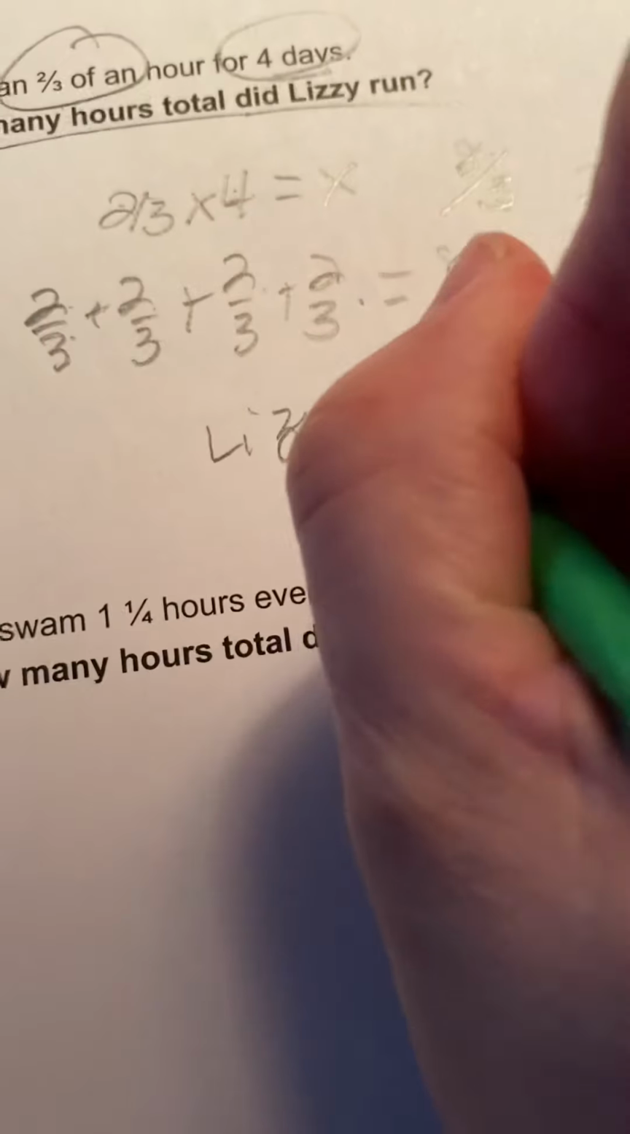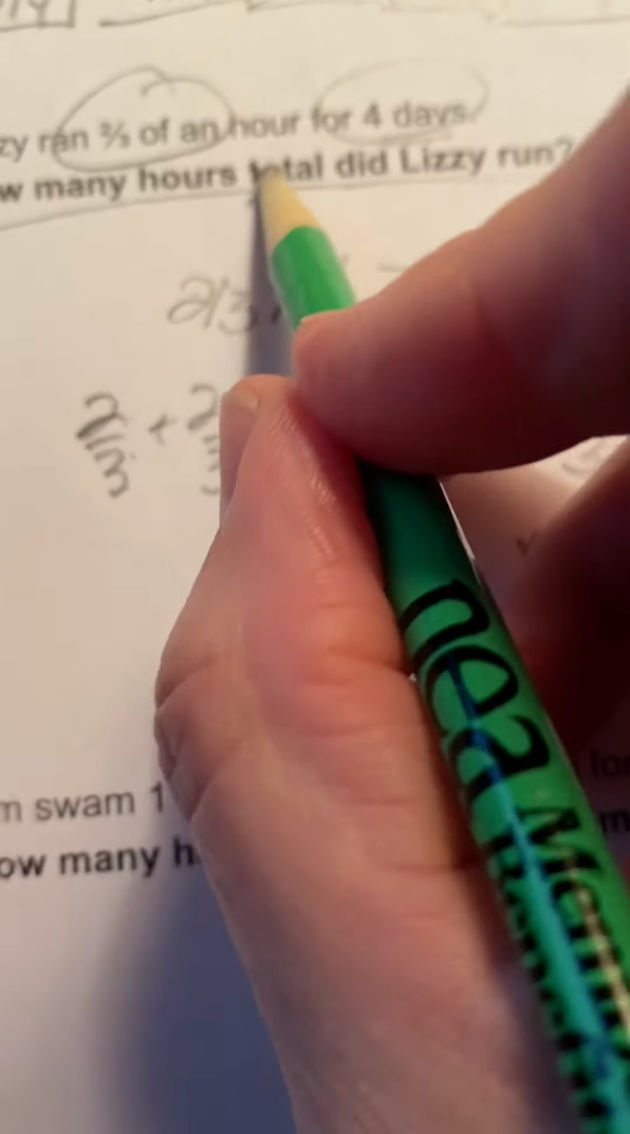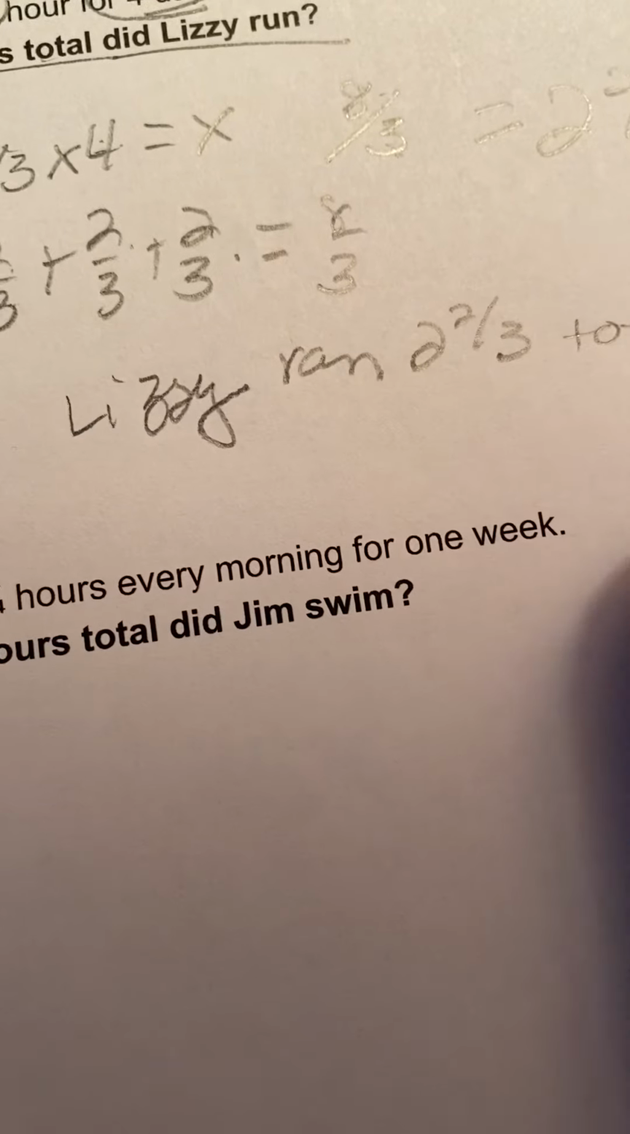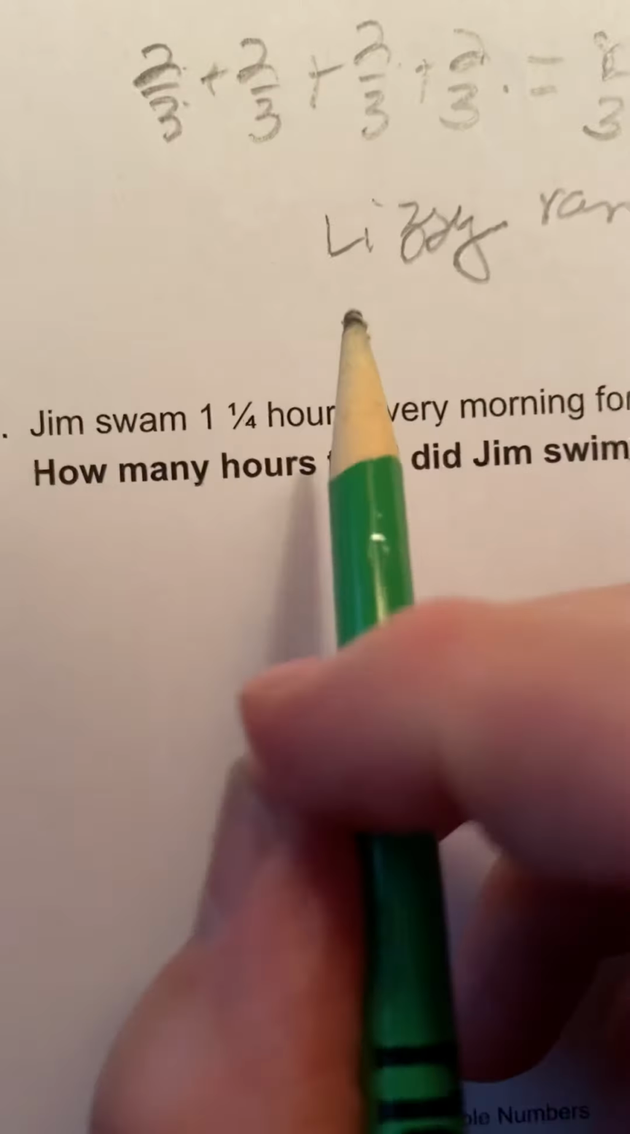Okay. So, we got our sentence. So Lizzie ran 2 2/3. What's our label here? Hours. Total hours. Bingo. Okay, on to the last question on this page.